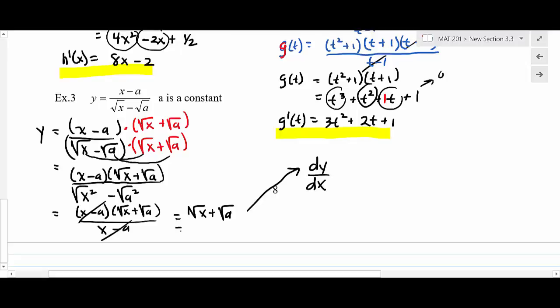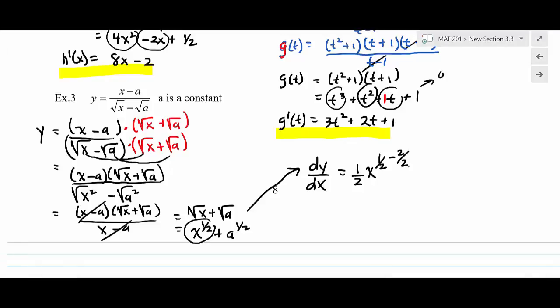So if I do this, you would probably want to write this as x to the 1/2. You could write a to the 1/2 if you wanted to, but it doesn't make any difference, okay? So the derivative of x to the 1/2 by power rule is 1/2 x to the 1/2 minus 1, like that. Okay, what's the derivative of a to the 1/2?